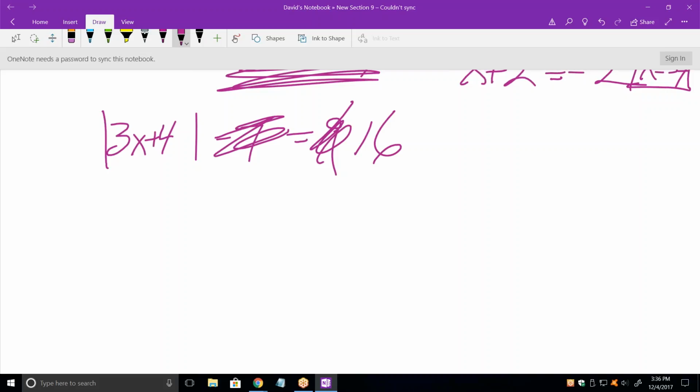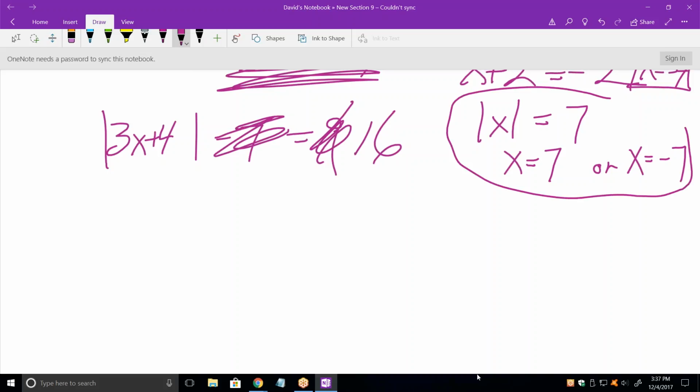Subtract the 4. No, absolute value has a very specific meaning. If I say the absolute value of x equals 7, then that means two things. That means either x equals 7 or x equals -7. So do that with every single absolute value expression. Take whatever's in the middle, whether it's x or 3x plus 4, and let it equal 16, and then also let it equal -16. So tell me what two things this can mean.